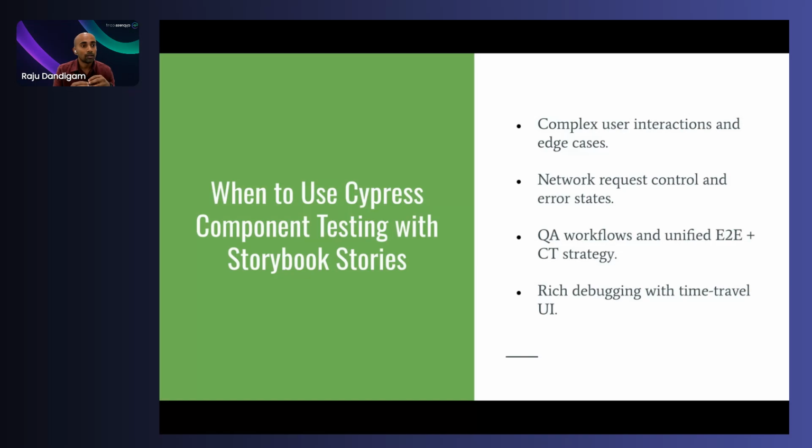Also, it is perfect when we want to unify the QA workflow. You already have a Cypress setup for the end-to-end test, and then adding the Cypress component test along with Storybook, you basically have this unified workflow where QA engineers can reuse pretty much all the Cypress commands, and shared elements or shared functions like the support commands and everything can be used. There is nothing new to add here.